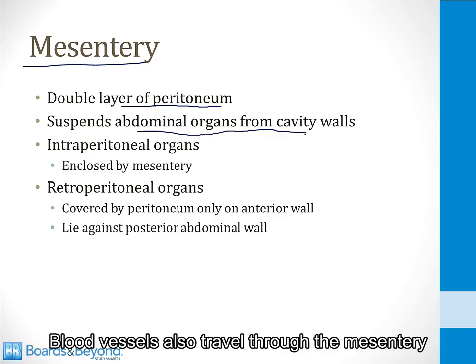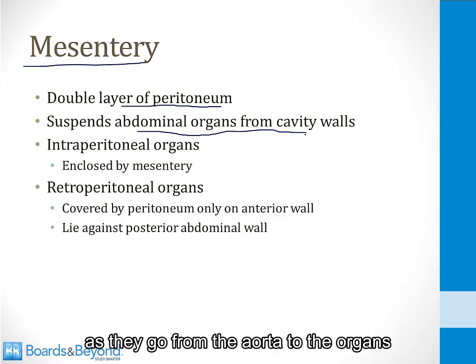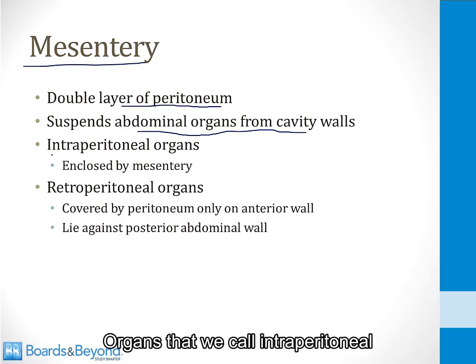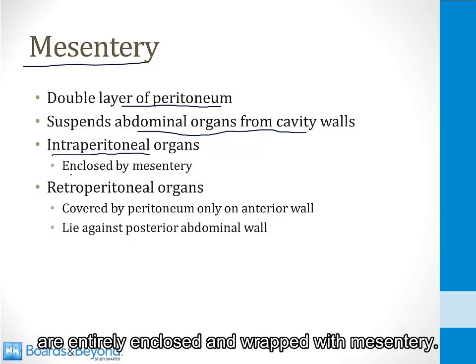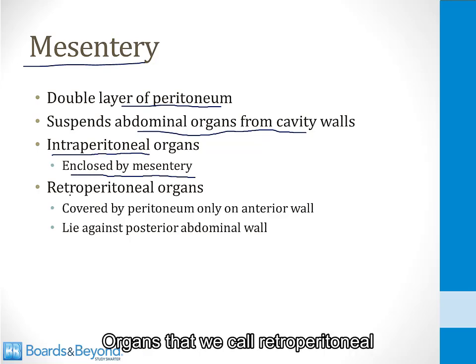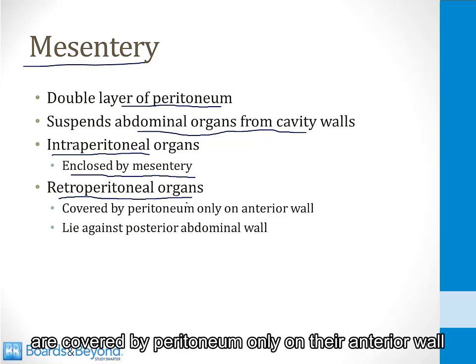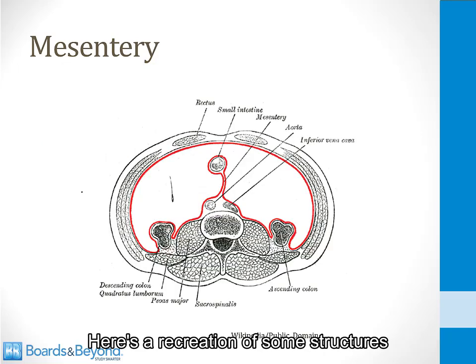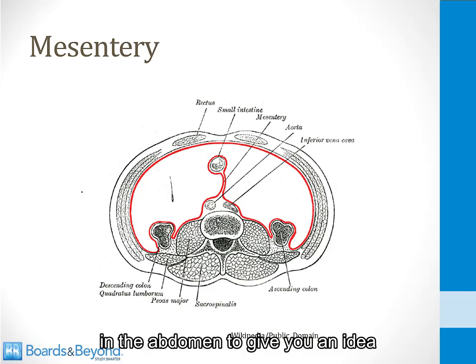Blood vessels also travel through the mesentery as they go from the aorta to the organs which they supply with blood. Organs that we call intraperitoneal are entirely enclosed and wrapped with mesentery. I'll show you a picture of that in a minute. Organs that we call retroperitoneal are covered by peritoneum only on their anterior wall, and then they lie against the posterior abdominal wall.